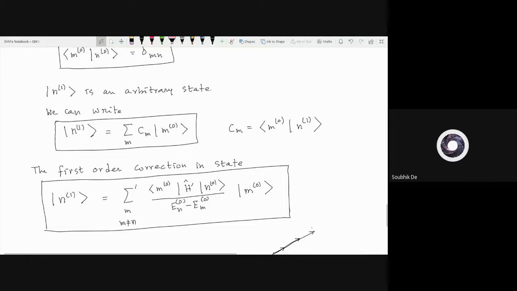Yes, one doubt. You just said that m not equal to n. What if we consider all the eigenstates of H naught as the basis? Then there will also be some vector n, sir, and without it we can't form the complete basis. So how can we say that m not equal to n? We are taking out one vector from the basis, so how will it be complete?